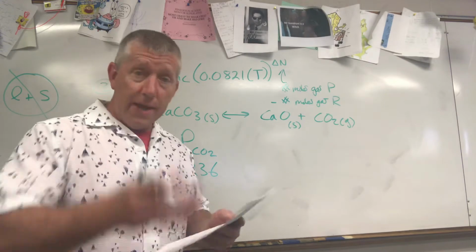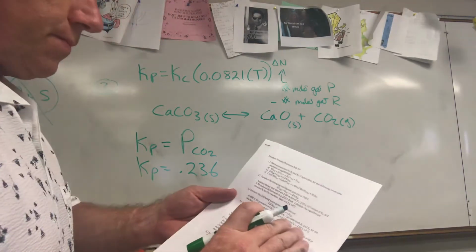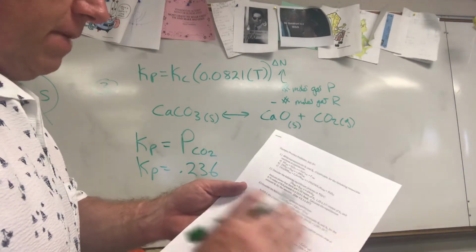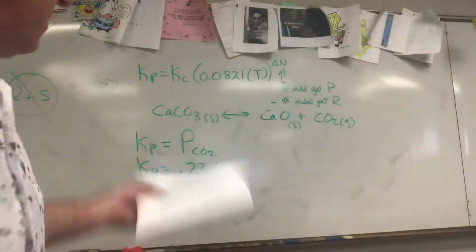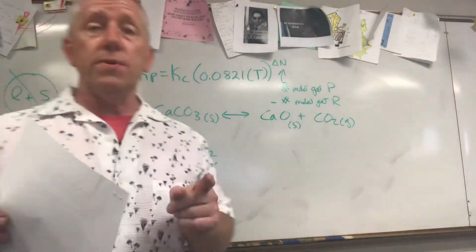And it wanted us to find both, I believe. Calculate the Kc and the Kp for the reaction at this temperature. And we've got that one right. The answer is 0.236. Easy. That was easy. Okay, now we have to do the Kc.